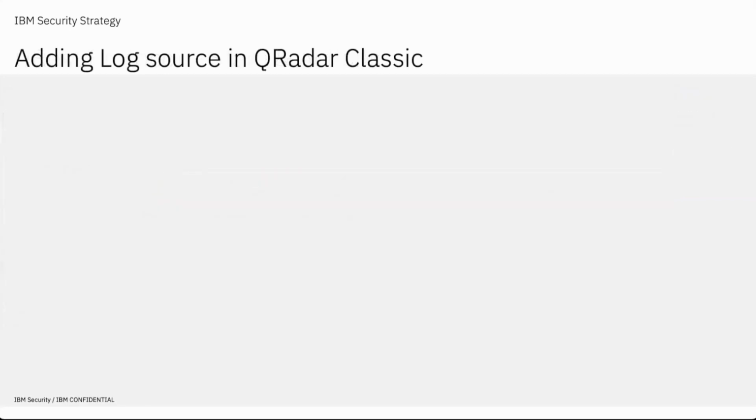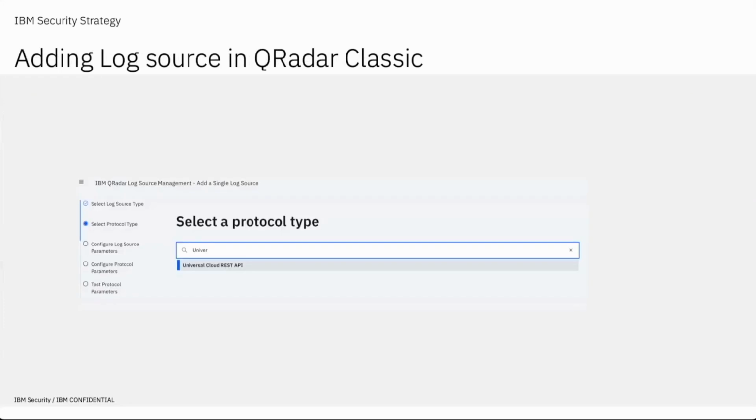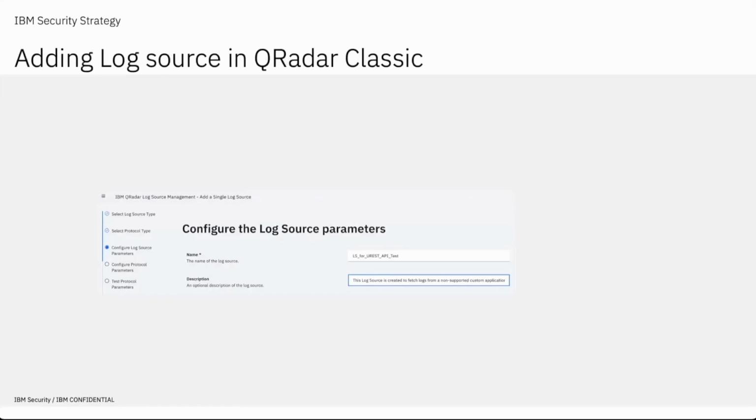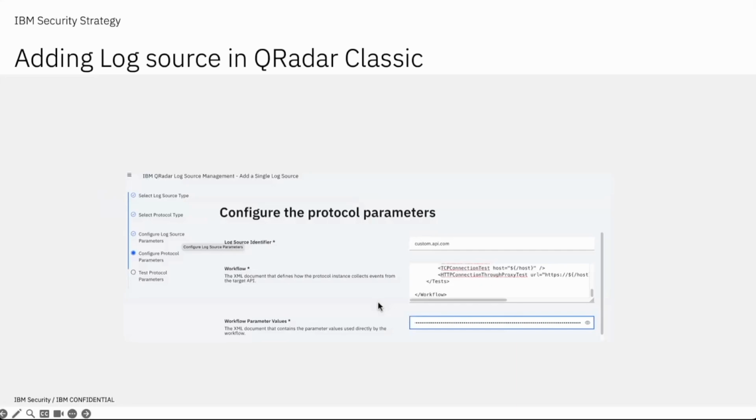So, yeah. Now we come to the section where we add the Universal REST API protocol as a log source in QRadar Classic. So the first thing is you go to the log source management, you select the protocol type. The protocol type available is, say, Universal Cloud REST API protocol. Once you select it, you have to put in a name. You can put in the name of the integration that you are doing, as well as the description.